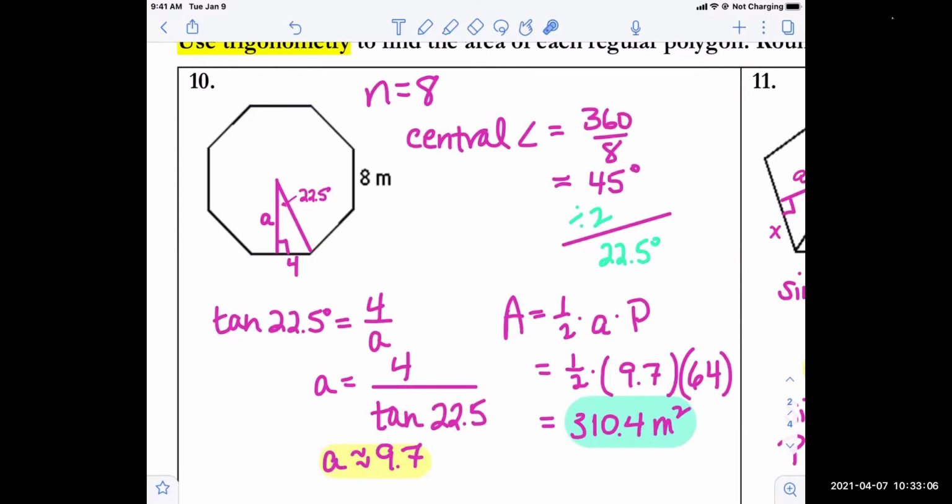And then the perimeter, because this is 4, that makes this whole side 8. 8 times 8 is 64. Should be 310.4. Questions on that one? Again, you could do the area of this. What would you multiply by if you did the right triangle area? 16. Or you could do this triangle and multiply by 8.